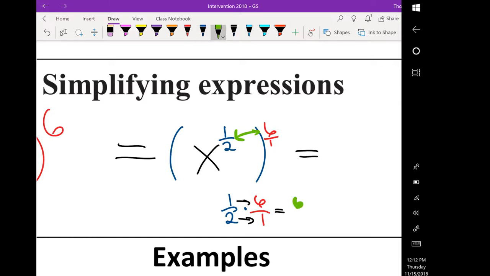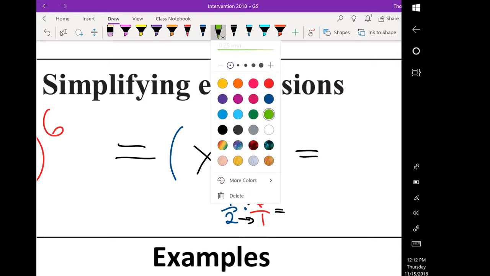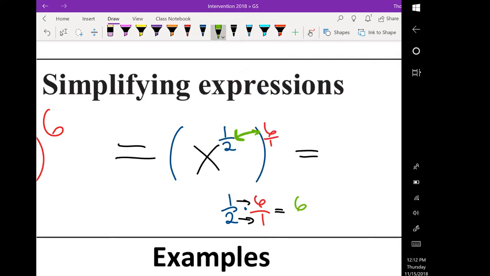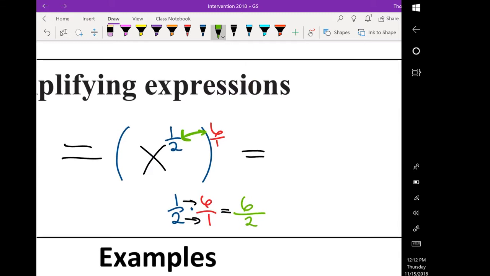That's just 6. 1 times 6 is 6 on top. And then on the bottom, 2 times 1 will be 2. At this point, I'm going to update my x up here. Now it's x raised to the 6 divided by 2. I should ask myself, is that as simple as it gets?